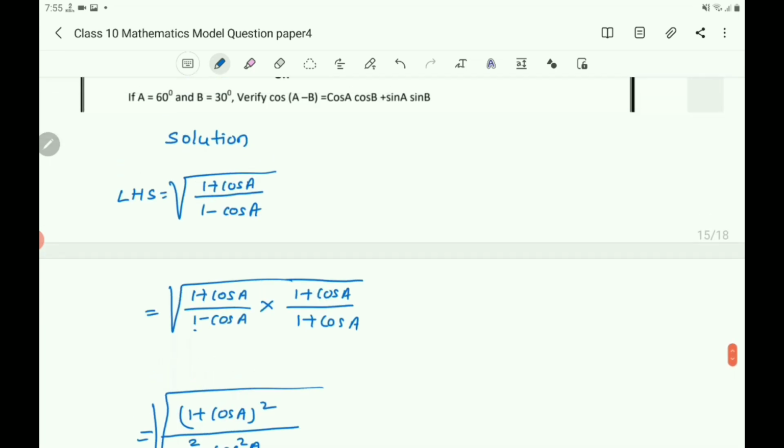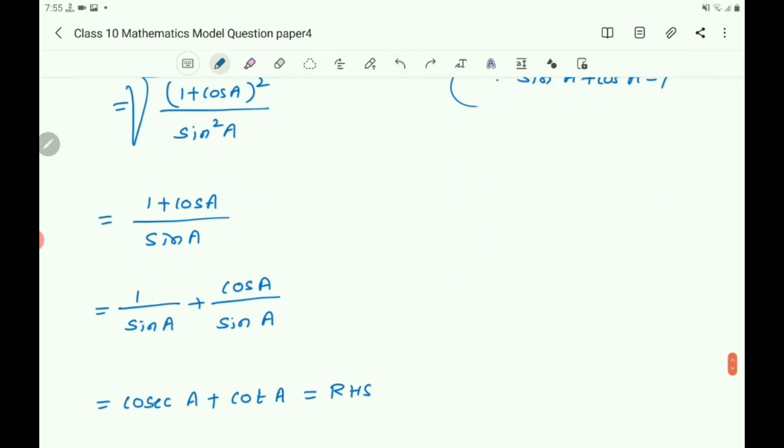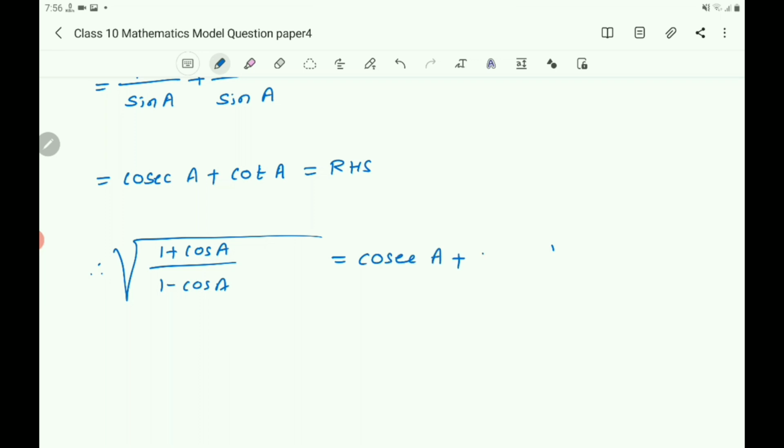Therefore you write whole root 1 plus cos A by 1 minus cos A equals cosec A plus cot A. You got the proof. Then the second one.